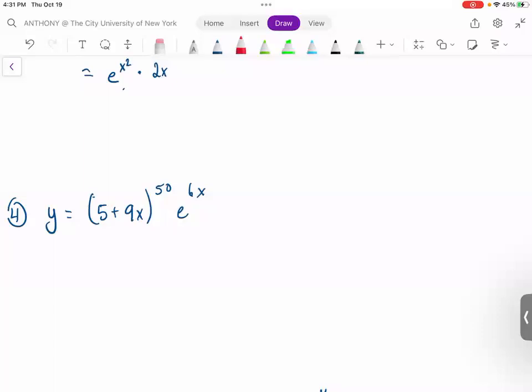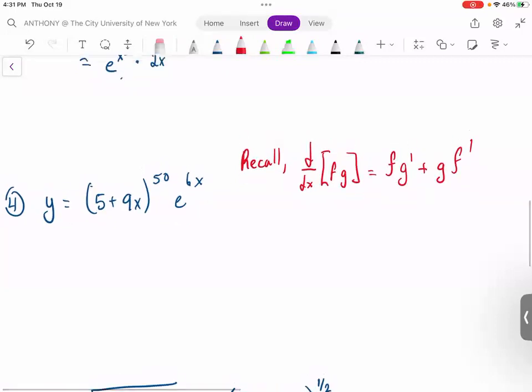All right, so I'm just going to write a recall moment. Recall that if you want to find the derivative with respect to x of f times g, we say that this is f times g prime plus g times f prime. Okay, so I'm just going to do a little scrap work, and you're going to see that I'm cross multiplying. So f will be the first function, 5 plus 9x, where all of it is raised to the 50th power, and g is e to the power of 6x.